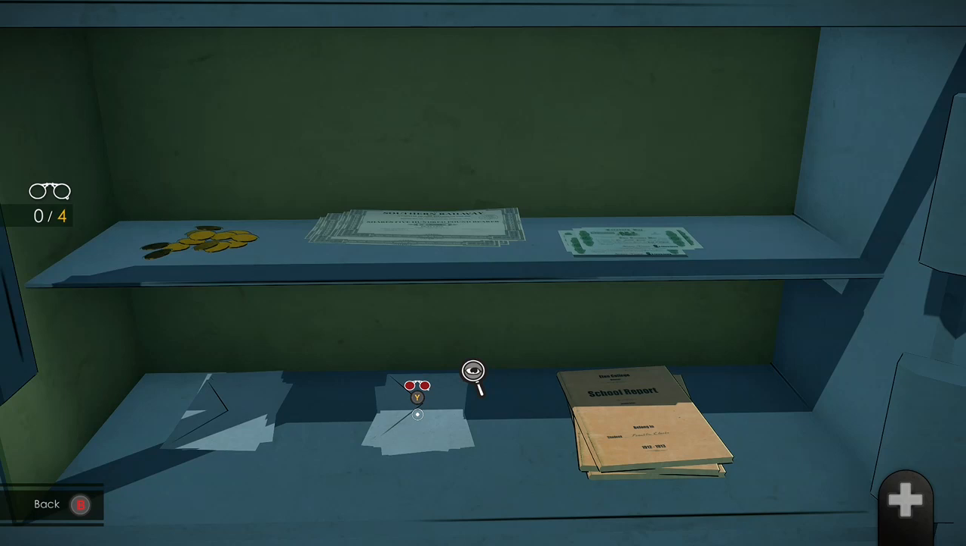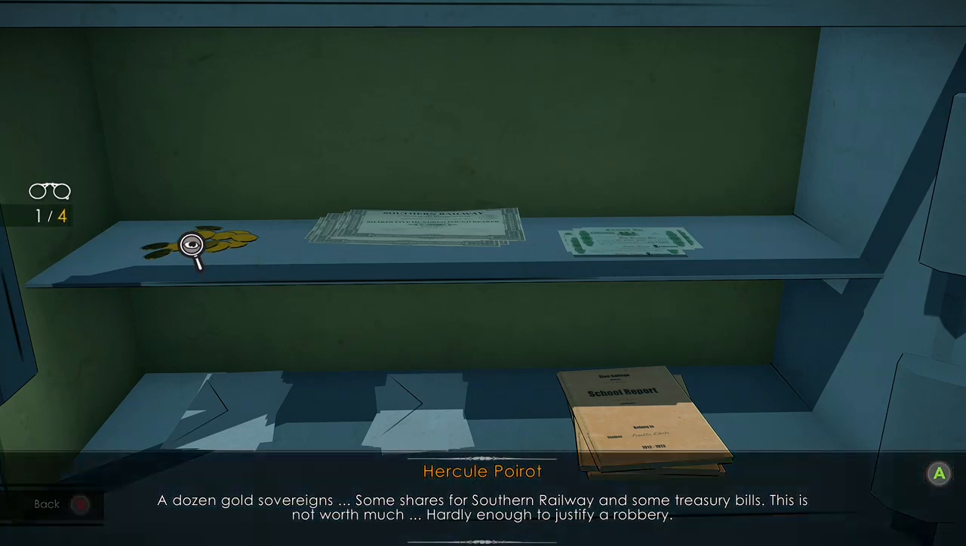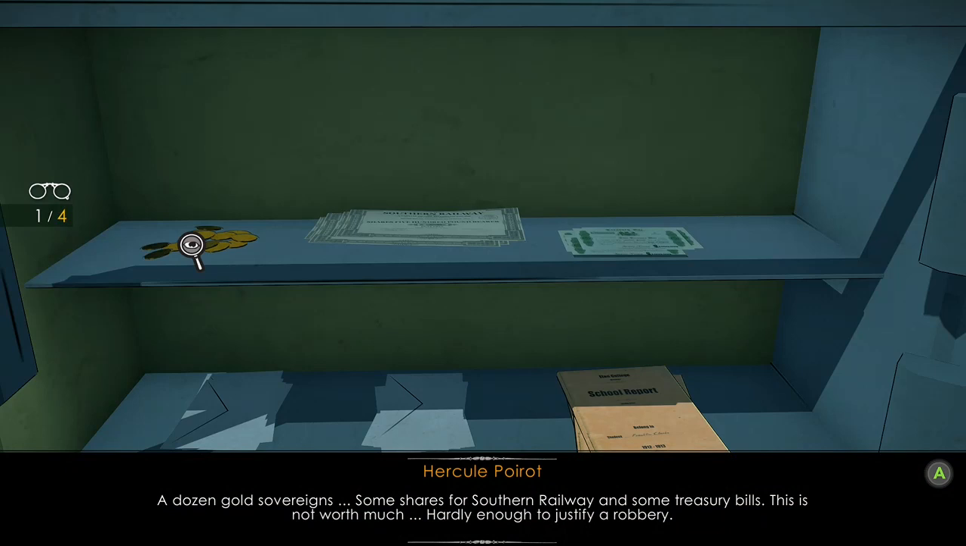I can still hear that stupid music box upstairs. My phone's nearly dead. Right, what have we got? We've got some coins, gold sovereigns, some shares for the Southern Railway and some treasury bills. This is not worth much, hardly enough to justify a robbery.